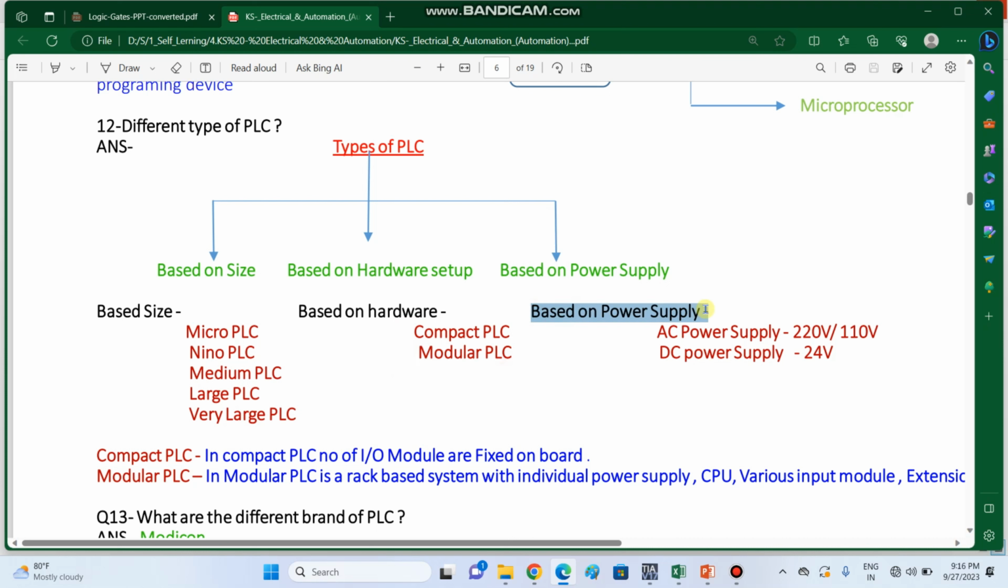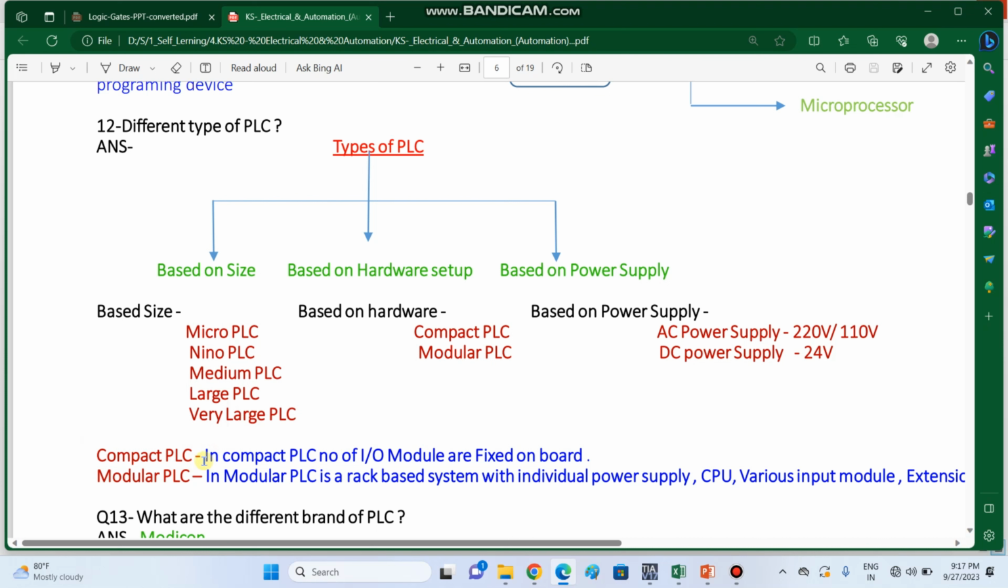And based on power supply, there is AC power supply, which is a 220 volt or 110 volt AC supply, and DC power supply, which is 24 volts. So a PLC is operated from two power supplies: first is AC power supply and second is 24 volt DC power supply.